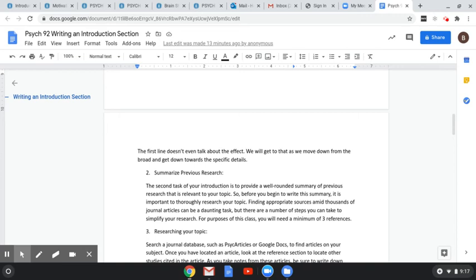One paragraph. Part 2 says summarize previous research. The second task of your introduction is to provide a well-rounded summary of previous research relevant to your topic. So before you begin to write this summary, it is very important to thoroughly research your topic. Some research papers can have up to 50 or 60 references from papers that they've read on the same topic. My dissertation had around 60 or 70.